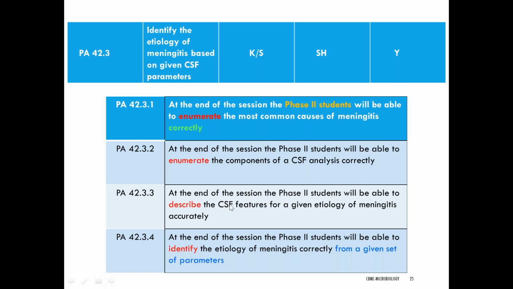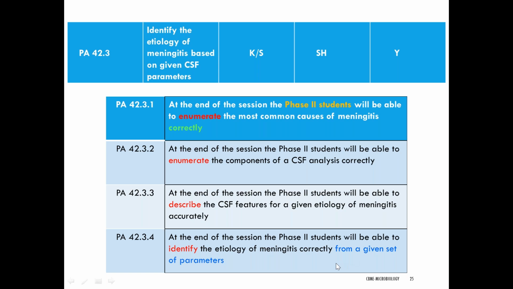At the end of the session, number three, the phase two students will be able to describe the CSF features for a given etiology of meningitis accurately. So you can see that one subcompetency can be broken down into a number of objectives, and each of these objectives has a specific action verb assigned to it. And the fourth one is, at the end of the session, again the phase two students will be able to identify the etiology of meningitis correctly from a given set of parameters.